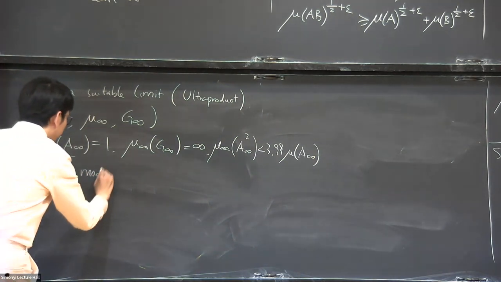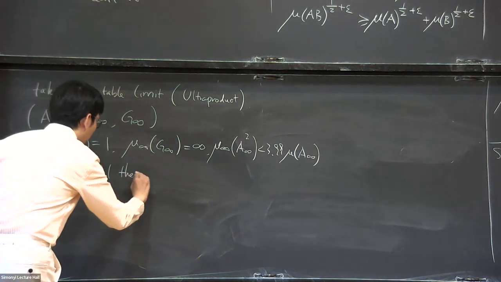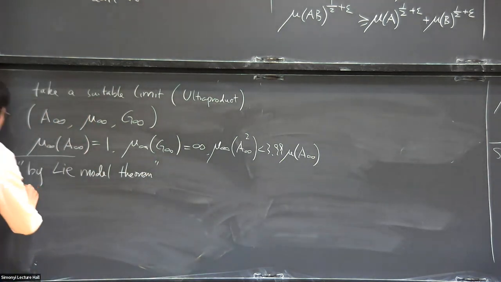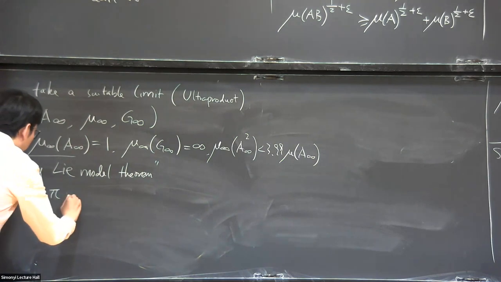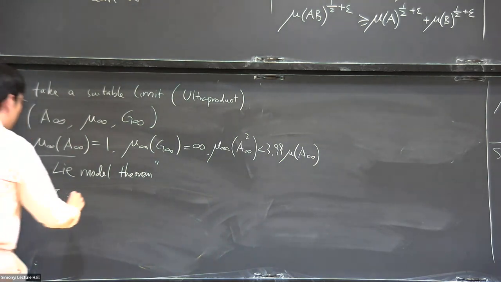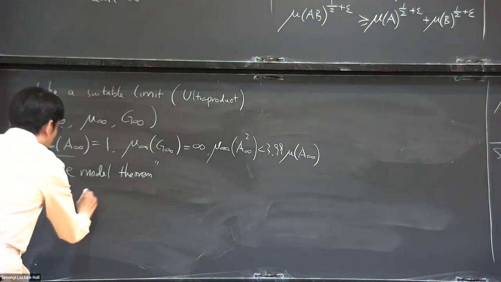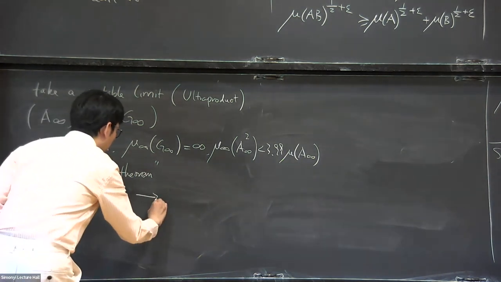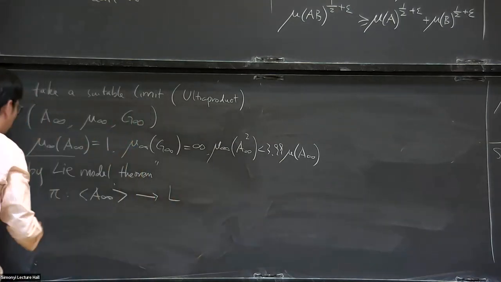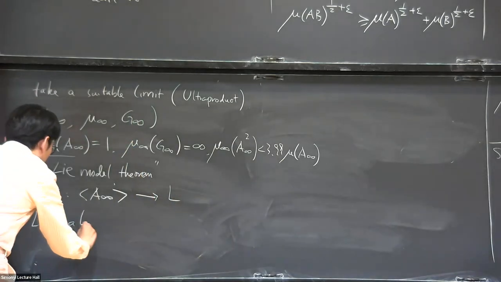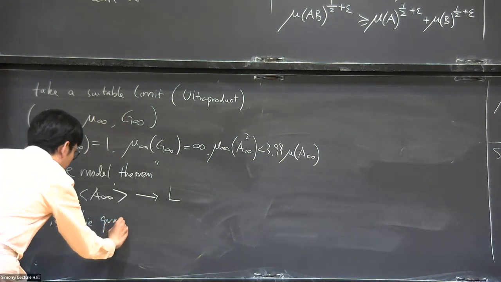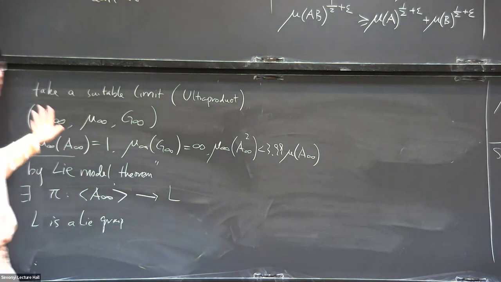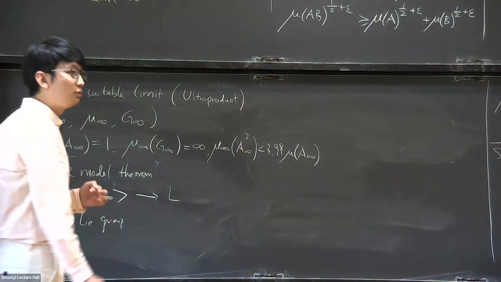By the Lie model theorem, we can find pi, which is a good model, mapping the group generated by A_infinity to L. L is a Lie group. So these results are not effective, right? You don't have a relation between delta and epsilon. Yes, it's not effective. Because we're taking ultraproducts.